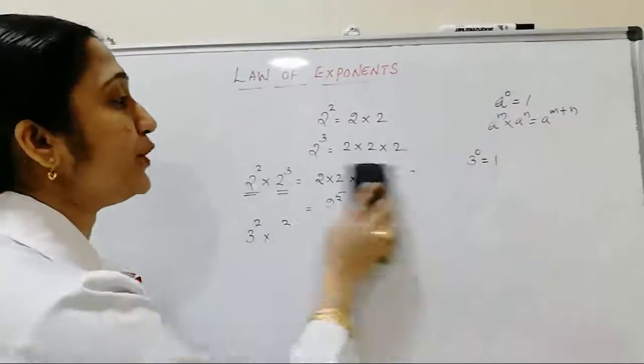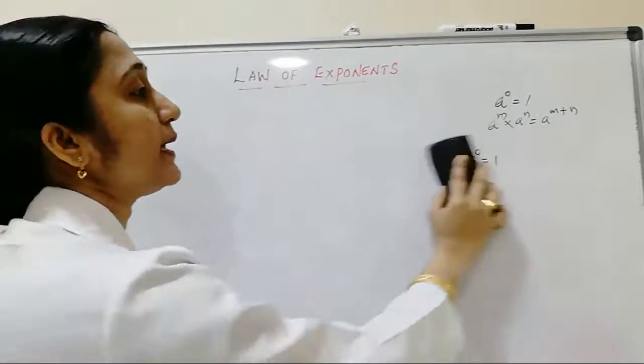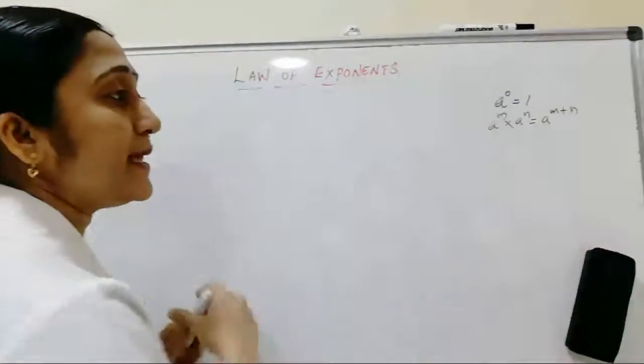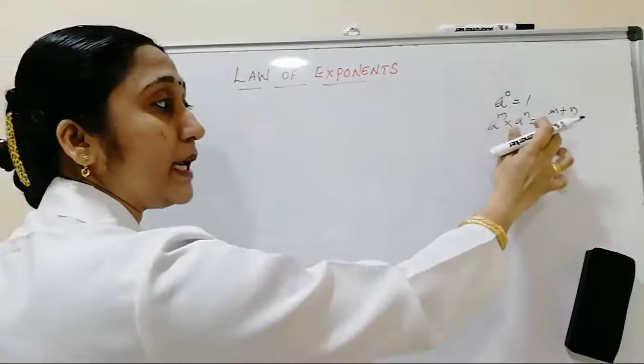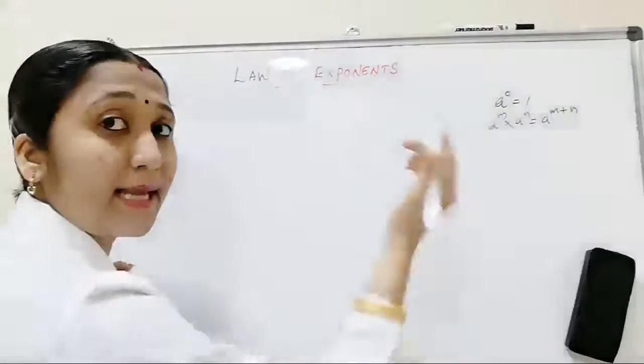Next, we are moving on to the second one. So from this, we can write a raised to m into a raised to n equal to a raised to m plus n. That is the second identity.